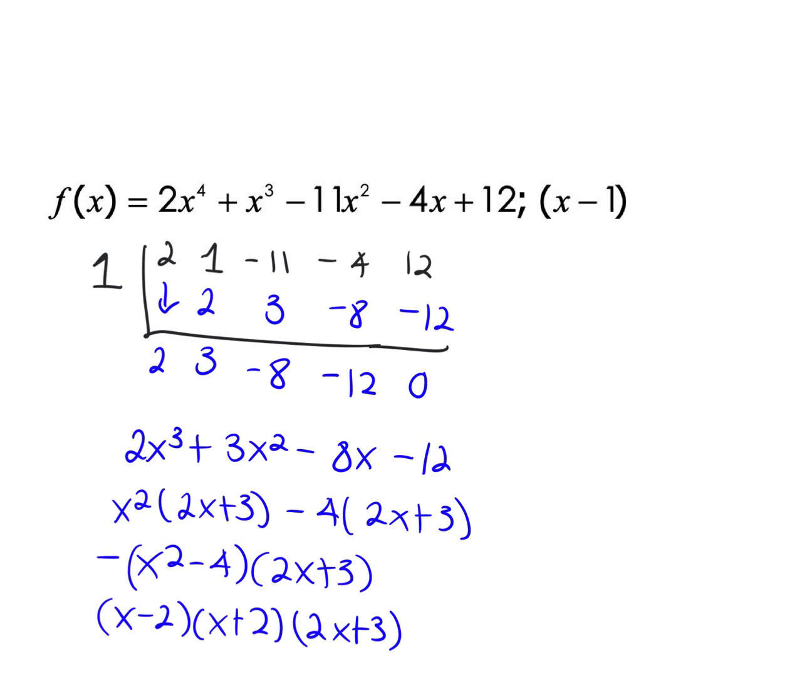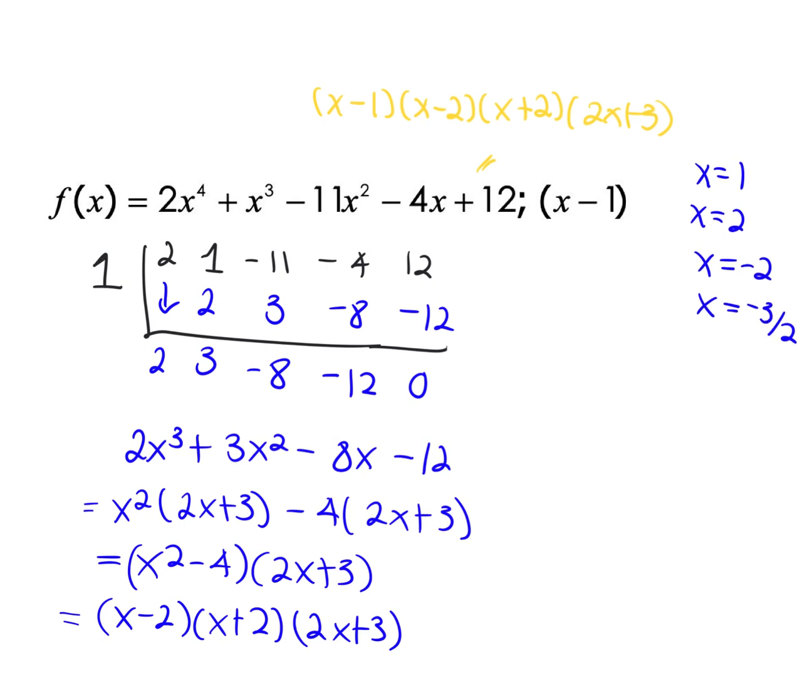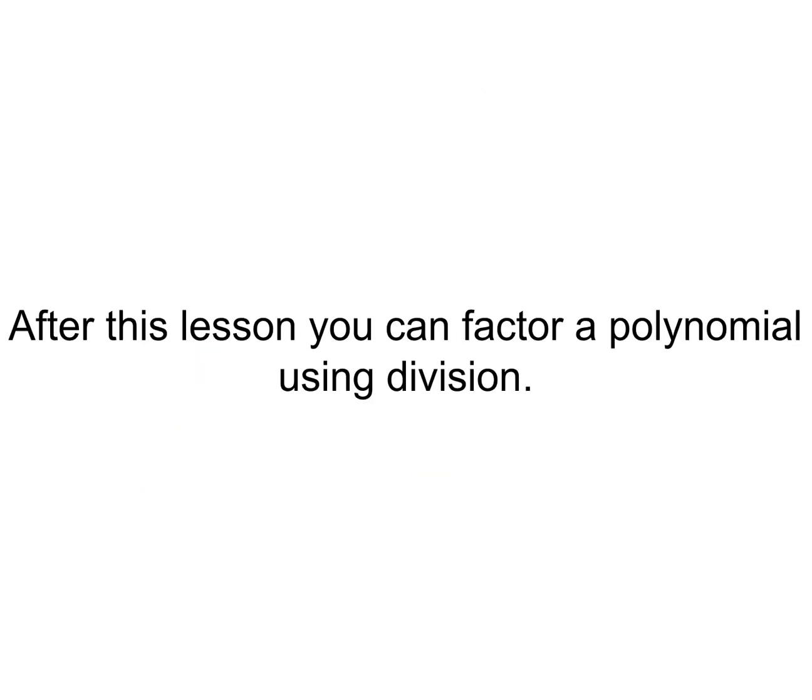So our original problem can be rewritten as x minus 1 times x minus 2 times x plus 2 times 2x plus 3. And then our zeros will be x equals 1, x equals 2, x equals negative 2, x equals negative 3/2. After this lesson, you can factor a polynomial using division.